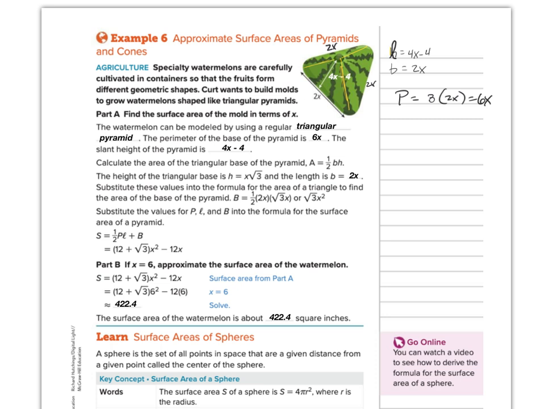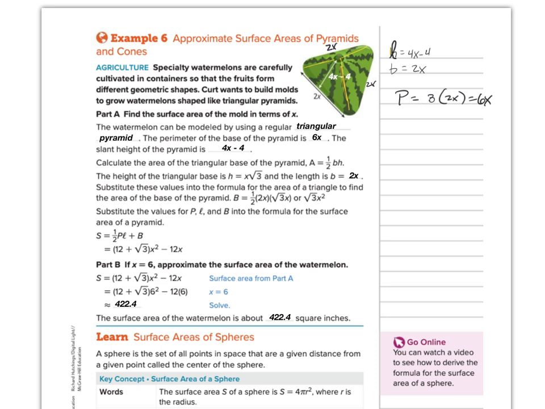As we filled in that information, it says specialty watermelons are carefully cultivated in containers so that the fruits form geometric shapes. Kurt wants to build molds to grow watermelons shaped like triangular pyramids. Find the surface area of the mold in terms of x.